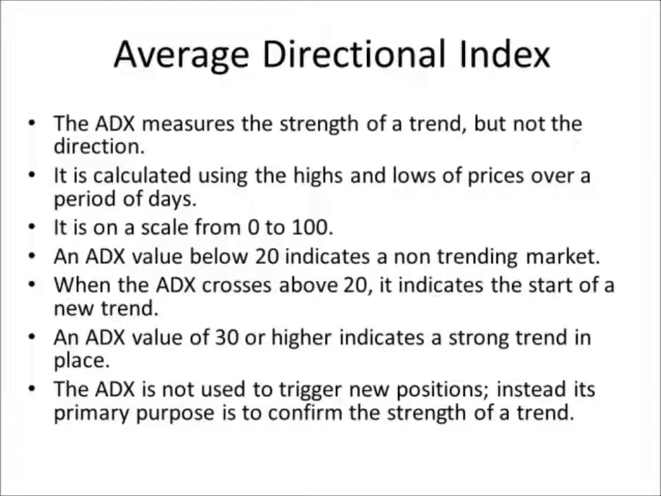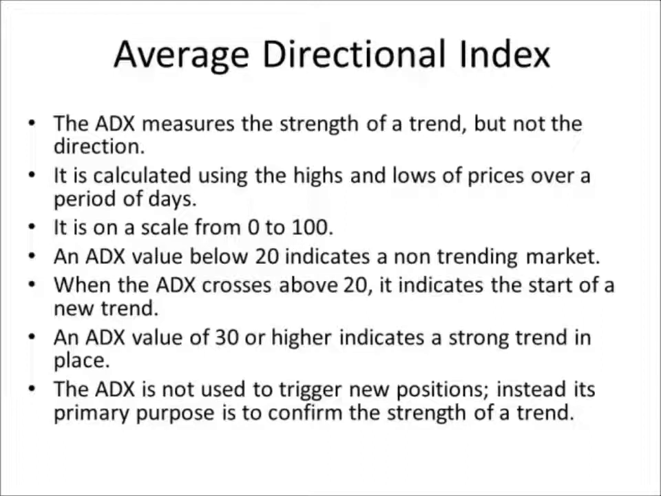Okay? Now, when the ADX crosses above 20, it indicates the start of a new trend. Right? So as we said, the higher it goes, the more likely we are to have a trend in place. Whenever we have an ADX value of 30 or above, that indicates a fairly strong trend in place. So above 20 indicates a start of a new trend, right? So possibly we'll have a new trend that's going to carry on. And once we cross 30, then we are confirmed that we are in fact in a strong trend.